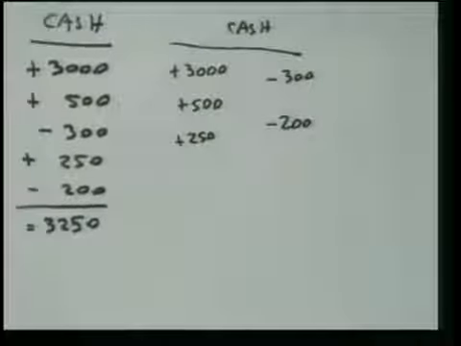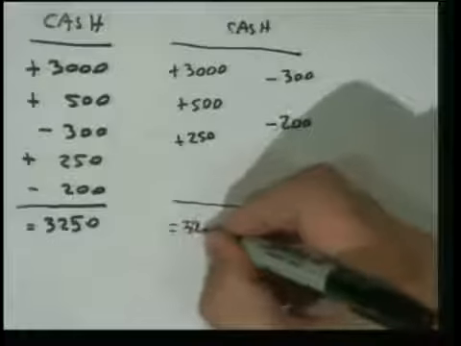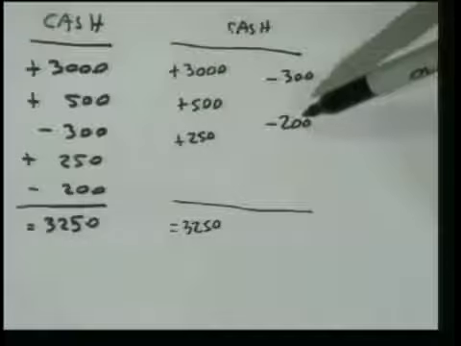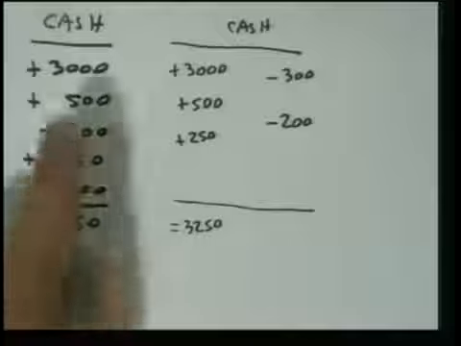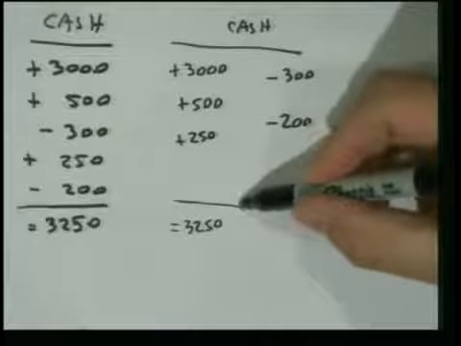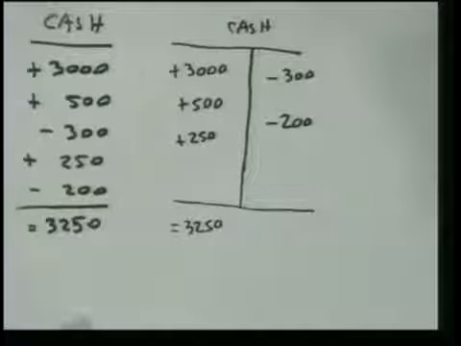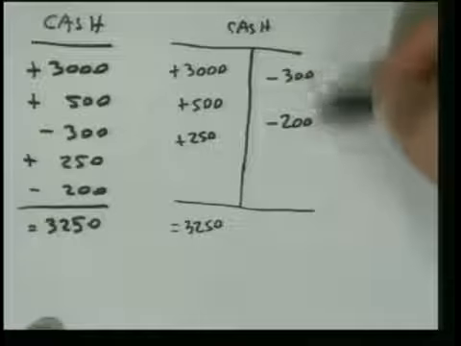Okay? The balance would still be $32.50, right? You understand how that moved to this? Would you allow me to do that? Instead of writing it like this, let me just put the increases for cash on the left side and the decreases on the right side. Let me go ahead and draw a line down the middle of that. So I put the increases for cash on the left side, the decreases on the right side.